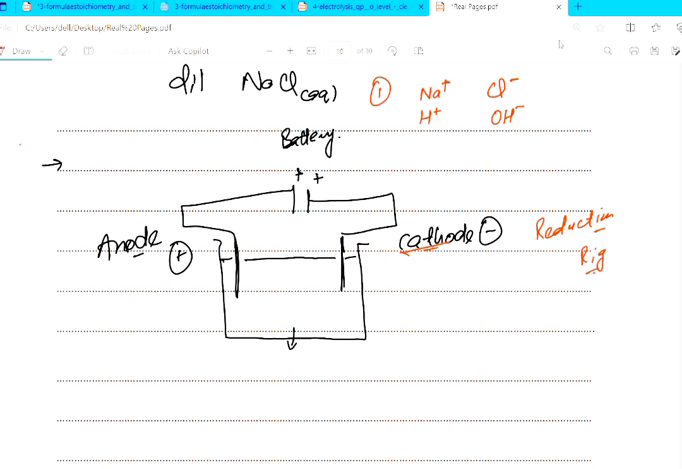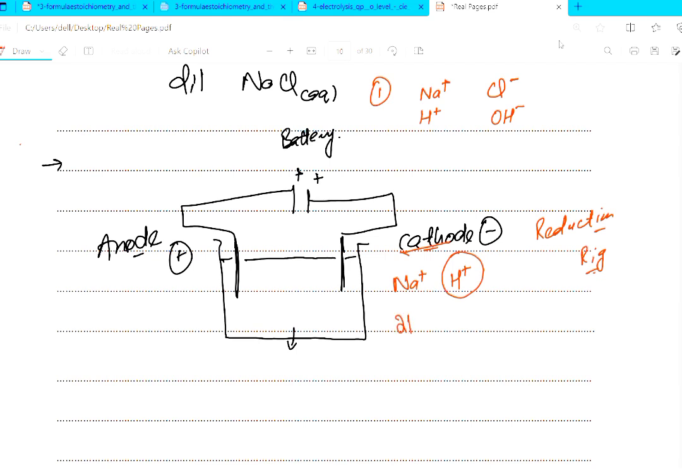So both of them will be attracted. Na plus will be attracted and H plus will also be attracted, but one of them will be discharged. Don't say that only one of them will be attracted. Both will be attracted because both have positive charges, but one will be preferred. Which one? Hydrogen, because it comes below sodium in the reactivity series, and it's easy for hydrogen to be discharged.